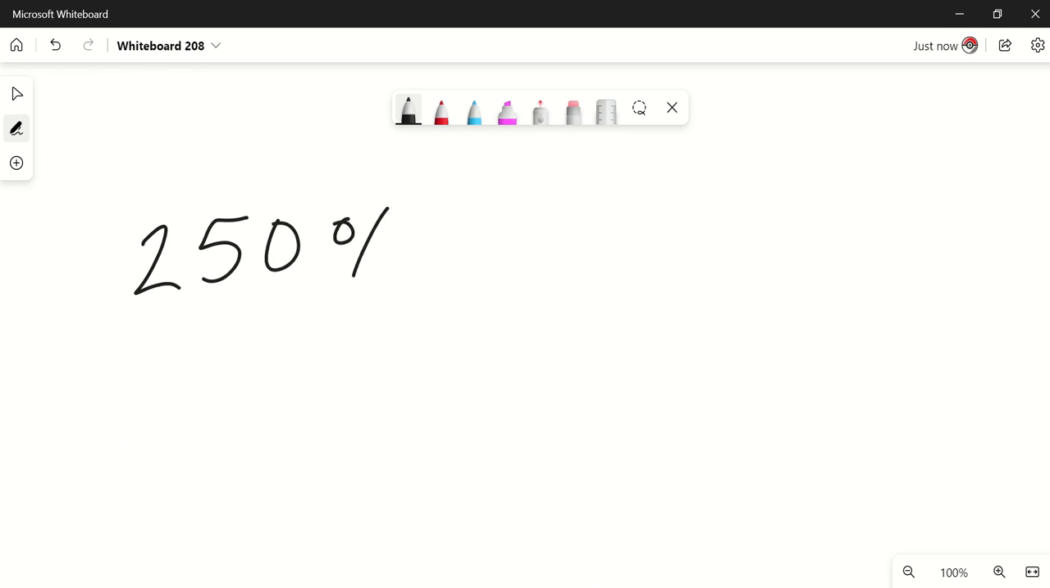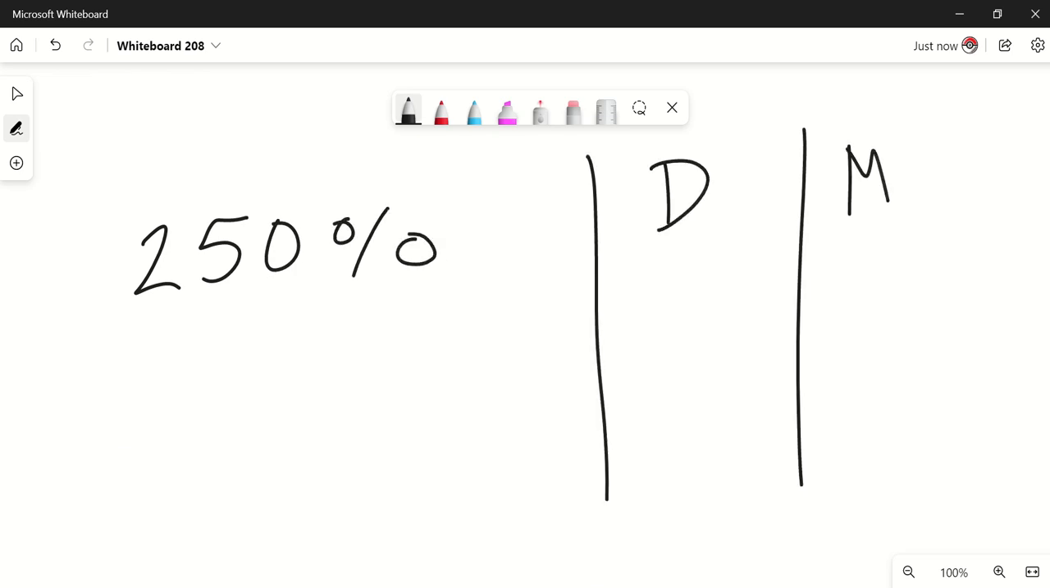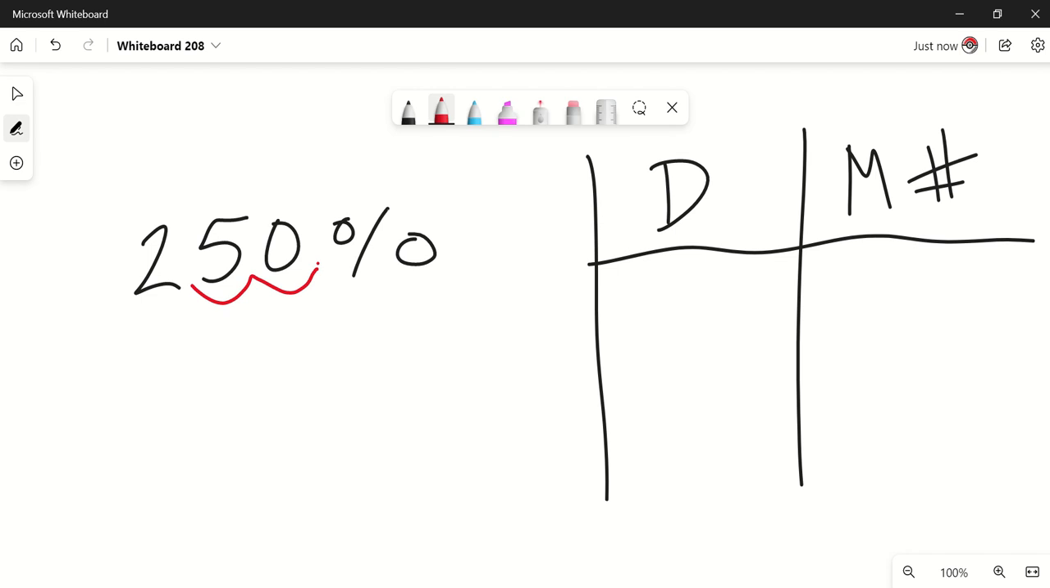250%. So I'm going to put over here, they want it as a decimal and they want it as a mixed number. As a decimal, I am going to always have the decimal at the end. And again, percentages to decimals, decimal jumps 1, 2 times to the left. That would give me 2.50, but the 0 at the end of a decimal can fade away. My answer is 2.5.